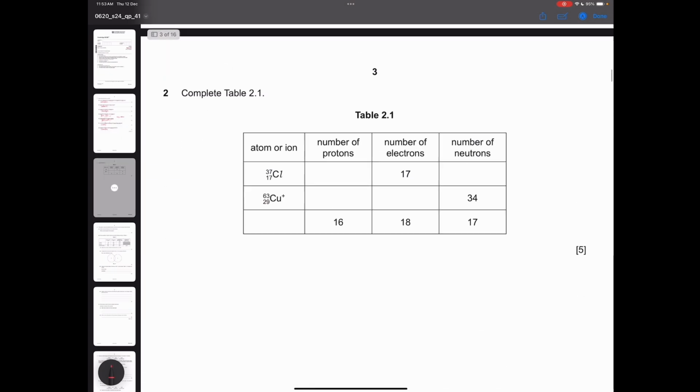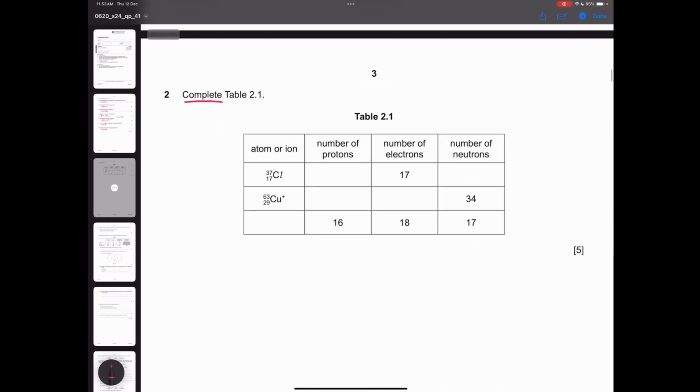Now, question 2, table 2.1. Number of protons, we know it is the same, 17 will be here. Number of electrons is 17, so the neutrons will be 37 minus 17, which will come out to be 20. Alright, now this is copper plus 1, which represents deficiency of 1 electron. So if protons are 29, number of electrons will be 1 less, which is 28, because it is plus 1 charge.